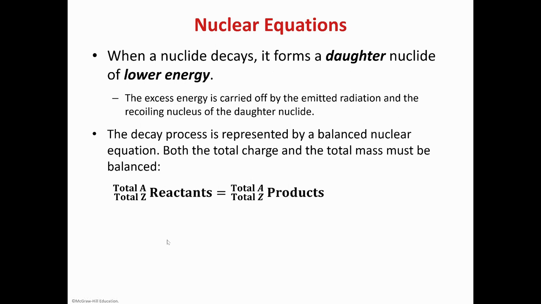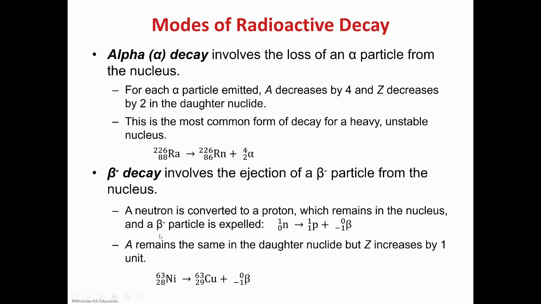When an atom decays, it forms what's called a daughter nuclide of lower energy. And when we write the decay process, we write a balanced nuclear equation. What has to be balanced is the total mass and the charge. This is going to be very easy. We'll see in a second.